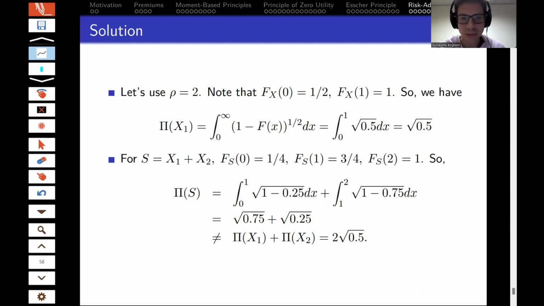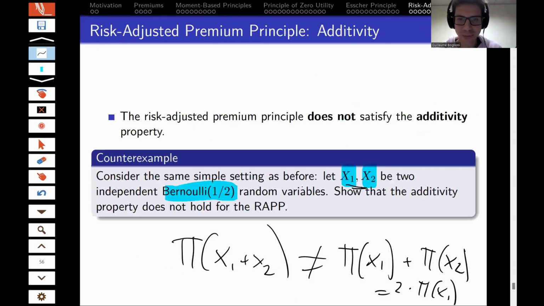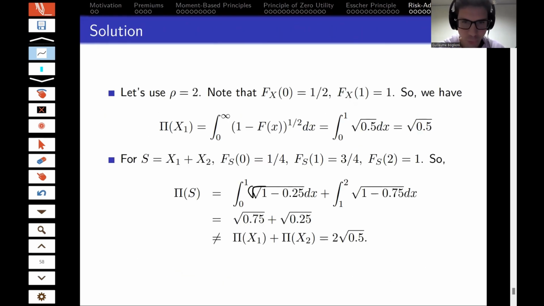Well, this is not really the area under the curve, but you see what I mean. You integrate because the function is the square root. But then you get the square root of 3/4 plus the square root of 0.25, and you can compute this. It's obviously not equal, right? The square root of 3/4 plus the square root of 1/4 is not twice the square root of 1/2. So yes, indeed, additivity doesn't hold for this principle.